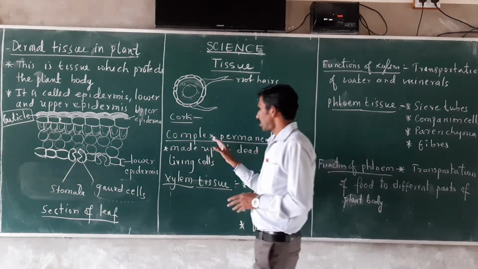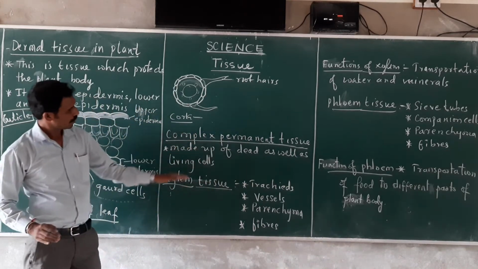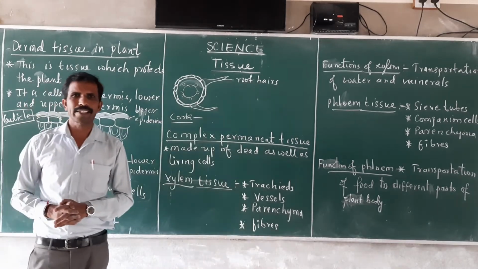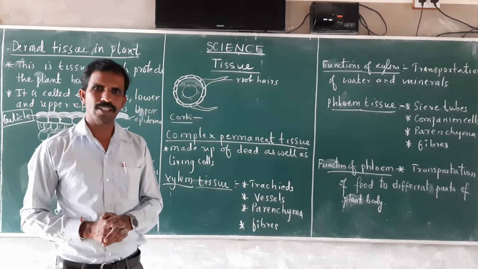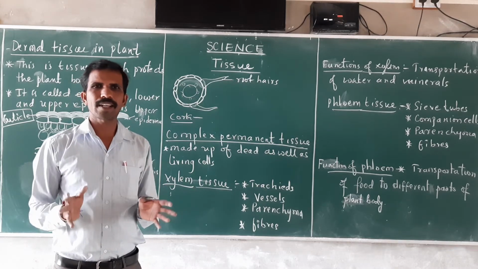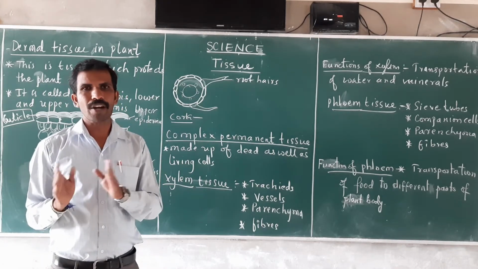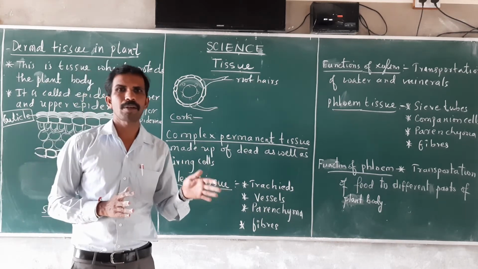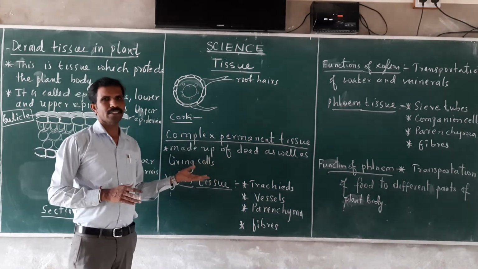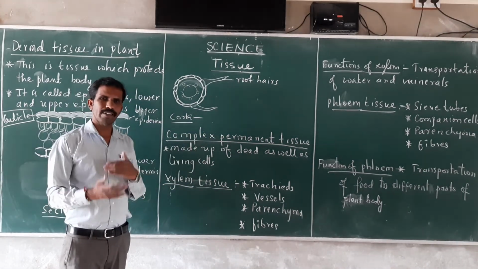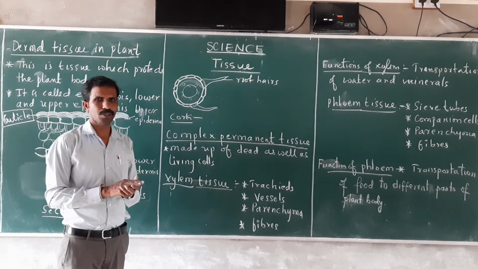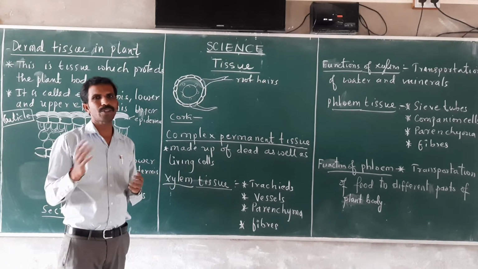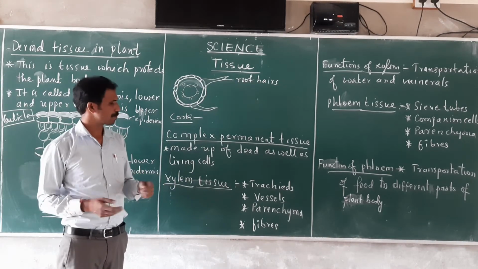So the next part we are going to study is complex permanent tissue. We have already studied permanent tissues like parenchyma, collenchyma, sclerenchyma. All these permanent tissues are derived from meristematic tissue. Meristematic tissue is converted into simple permanent tissue, and complex permanent tissue is also derived from the same meristematic tissue. I told you, meristematic tissue contains embryonic cells which can be converted into any type of cell during growth.